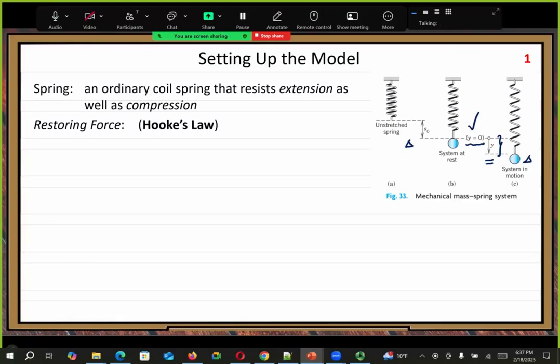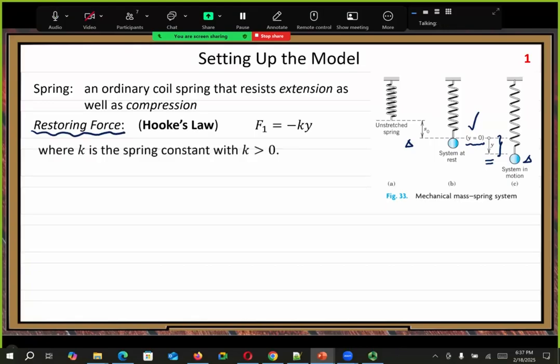There is a physical law, Hooke's law. Here we use Hooke's law. I think you learned it in middle school physics. F1 equals negative ky. K is some positive constant. F1 is the restoring force, and k is the spring constant, a positive number.